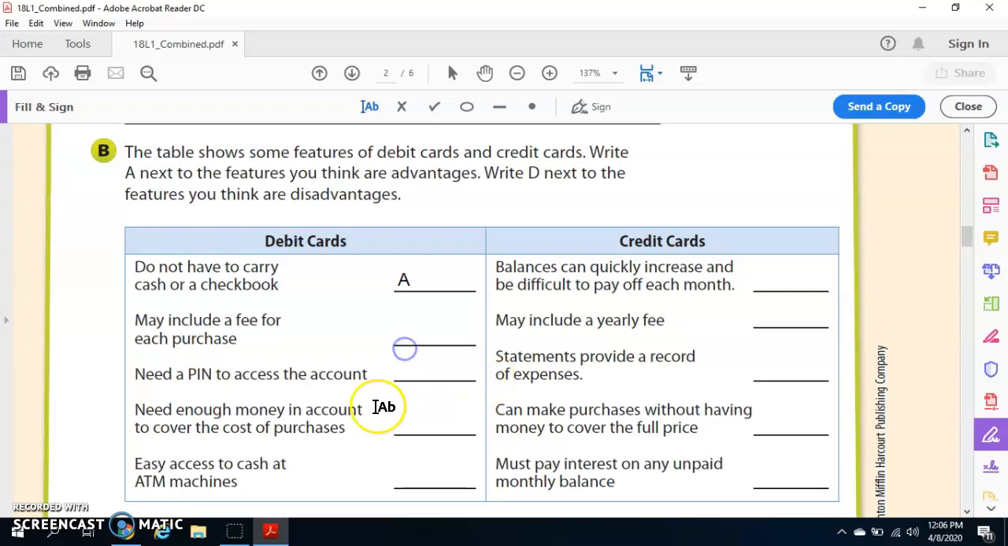All right. May include a fee for each purchase. That would be definitely a disadvantage. I mean, sometimes, depending on where you go, you have to use your debit card. They're going to charge an extra $1.